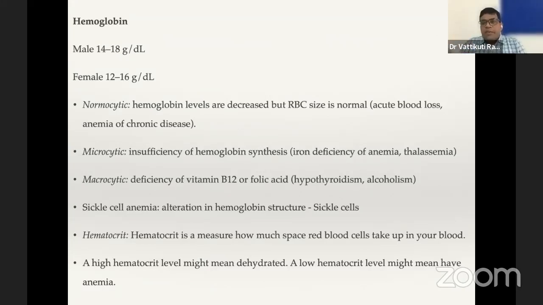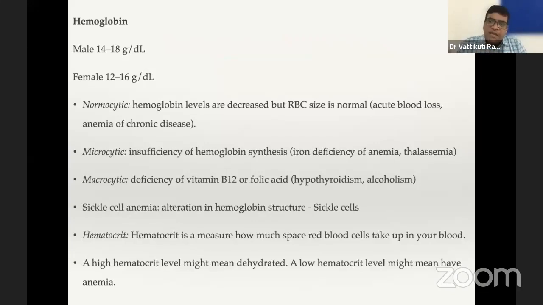And another important parameter you are going to look at in the CBC is the hematocrit. Hematocrit is nothing but if you separate the cellular component and the fluid component. The cellular component consists of two parts, the red blood cells and the white blood cells. The white blood cells are very less in number, so usually the PCV or the RBCs form the predominant part of the hematocrit. So it will indirectly tell whether the patient is having anemia or not. Any patient who is having anemia will usually have a lower PCV value.